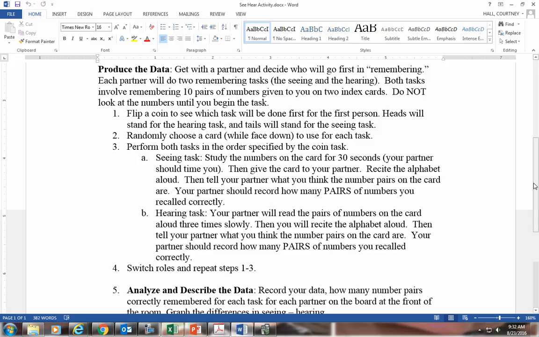Do not look at the numbers until you begin the task. So you're going to keep them turned over on your desk. You're going to flip a coin. This is where our random component comes in, our random assignment. You're going to flip a coin to see which task will be done first for the first person. If you flip a head, then you're going to do the hearing task first. If you get tails, then you're going to do the seeing task first.